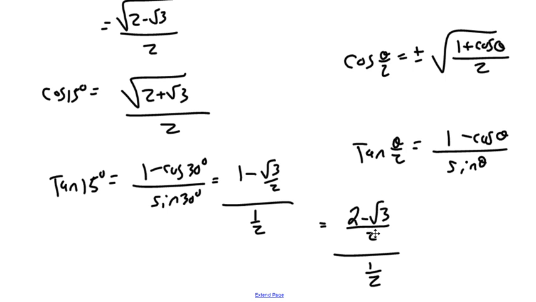So see how they both have fractions, right? The numerator has a fraction and the denominator has a fraction. Well, if both fractions have the same denominator, those just cancel out, and we're left with simply 2 minus radical 3. And that concludes that problem.